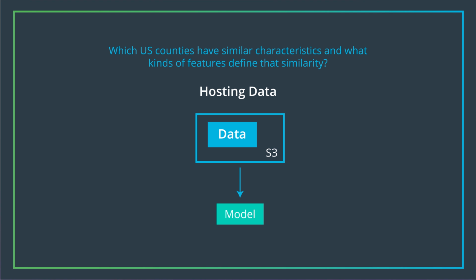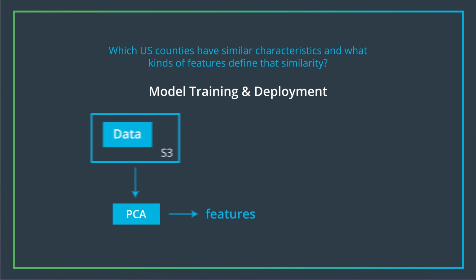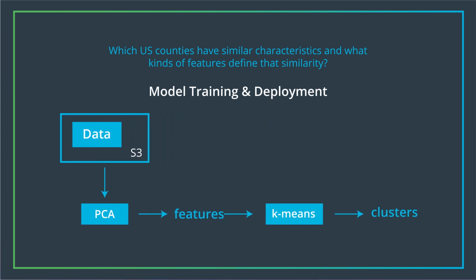In this lesson, you work with two different models. You train and deploy a principal component analysis model to simplify population data. This technique discards some information in the raw data and creates a few meaningful features. Then you use these features to train a k-means clustering model.